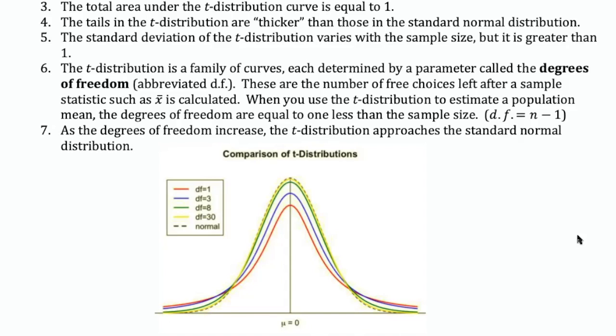Degrees of freedom, which we abbreviate d.f., are the number of free choices left after a sample statistic, such as the sample mean, is calculated. So when you use the t-distribution to estimate a population mean, the degrees of freedom are always equal to 1 less than the sample size.